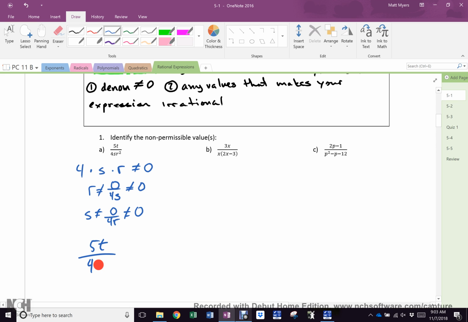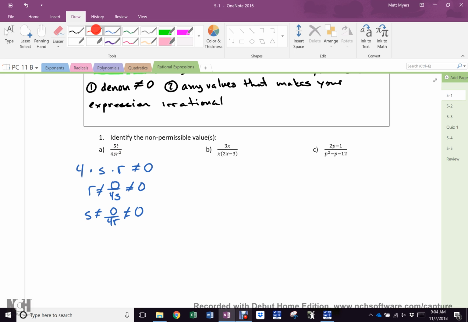What if t equaled r? Then I would have 4s over t squared. Can I do that? Oh. What would happen? 5 over 4st. Is that okay? So are we good? T can't hurt us, can it? So we've got our restrictions. R and S can't be 0. Then we would do any other work we could do here. Everybody cool? All right. What about this one?